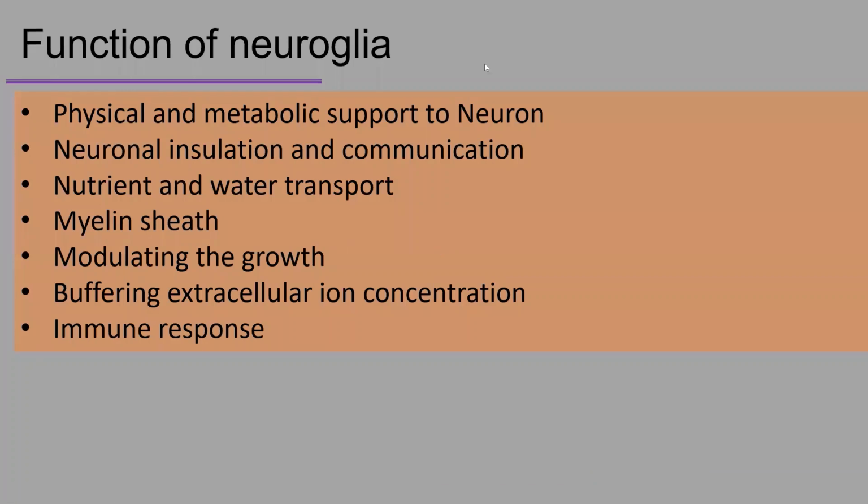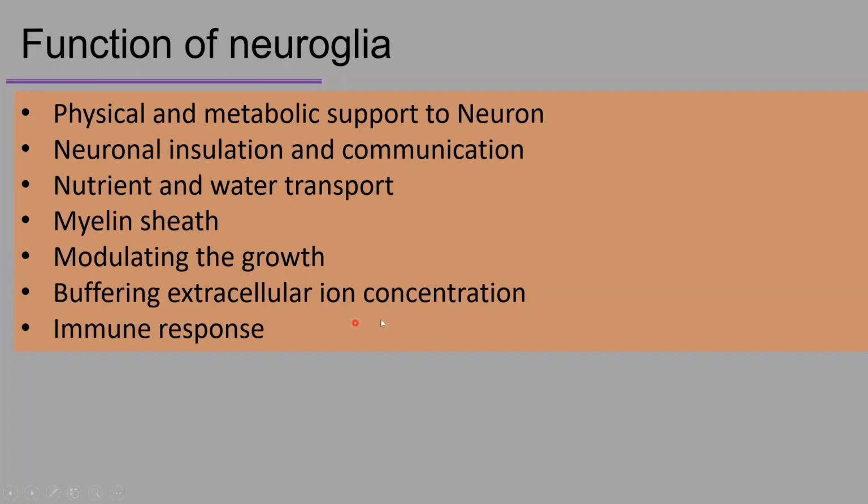So, the function of neuroglia. It gives physical and metabolic support to the neuron, neuronal insulation, and communication. Because of myelination, the action potential goes very fast. It also handles nutrient and waste and water transport, the myelin sheath, and modulating the growth of damaged neurons and of developing neurons.